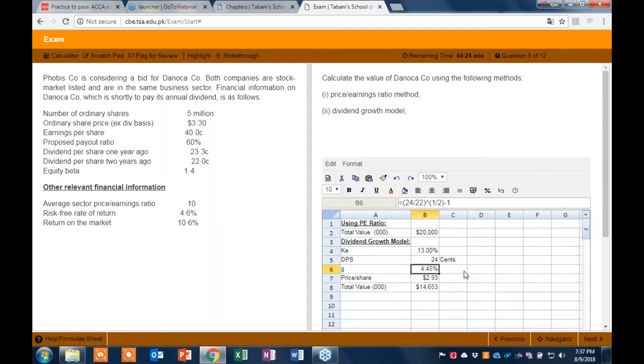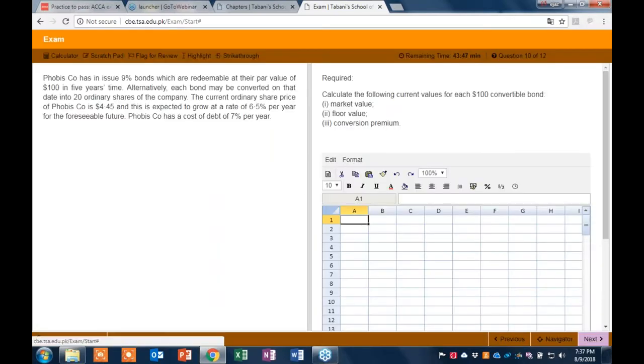Okay, is it clear? Should we go forward? Price per share. Okay, it's simply the... at the end I have divided it by 100 because all the figures were in cents, so to convert it into dollars I have divided it by 100. Is it okay now? Okay, so let's move towards our next question.